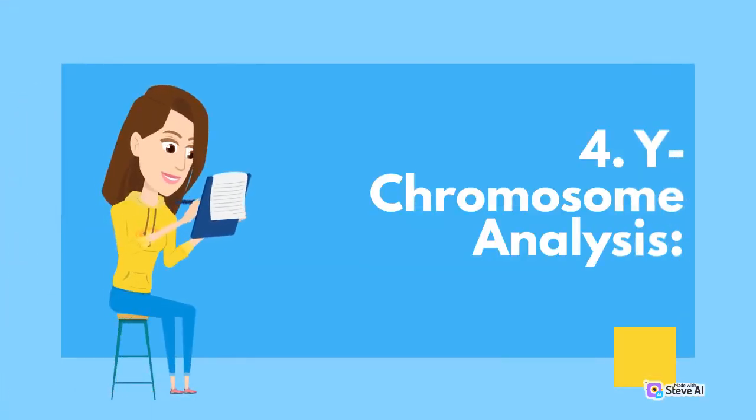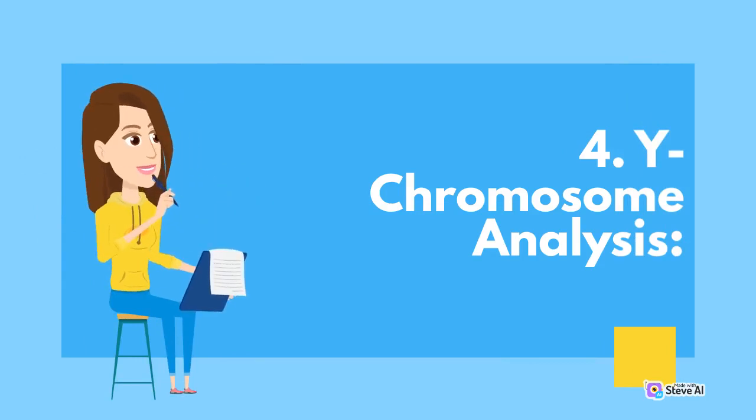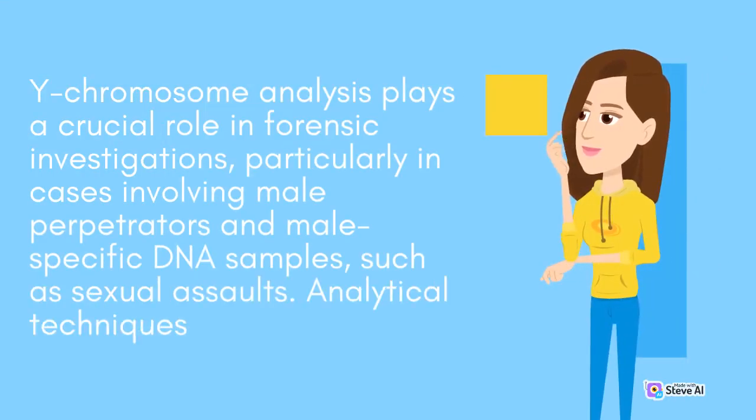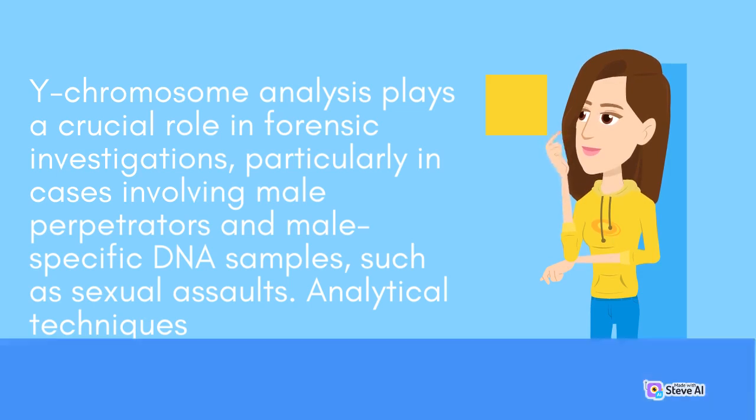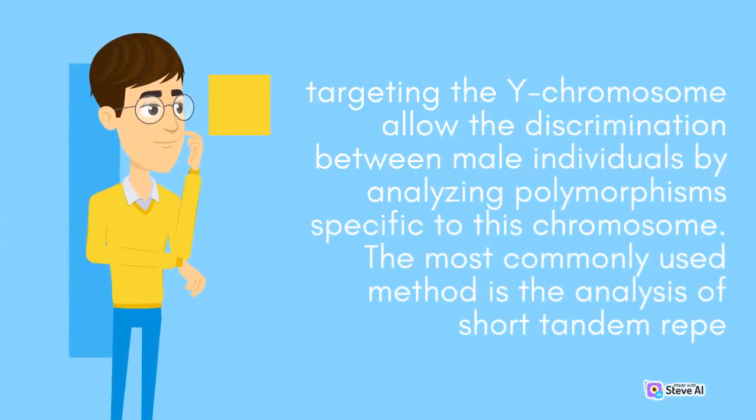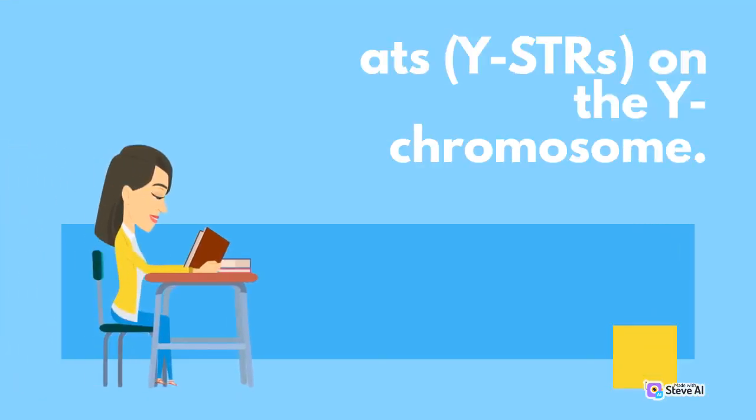4. Y chromosome analysis. Y chromosome analysis plays a crucial role in forensic investigations, particularly in cases involving male perpetrators and male-specific DNA samples, such as sexual assaults. Analytical techniques targeting the Y chromosome allow the discrimination between male individuals by analyzing polymorphisms specific to this chromosome. The most commonly used method is the analysis of short tandem repeats, Y-STRs, on the Y chromosome.